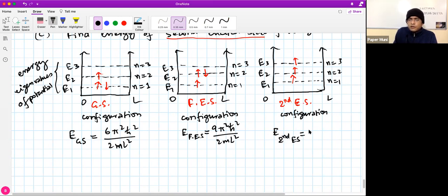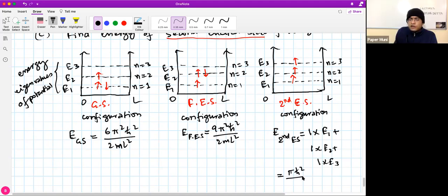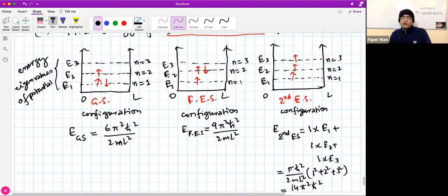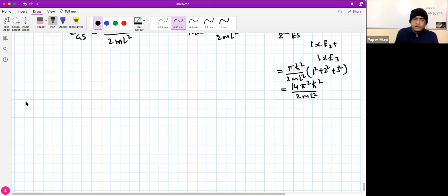So in this case, what can we do? We can just multiply 1 into E1 plus 1 into E2 plus 1 into E3. What we'll get is pi square h cut square, which is common for all these terms, times 1 square plus 2 square plus 3 square. So this gives us 14 pi square h cut square by 2 m L square. This is how you can go on and keep finding the next energy available for the system. Clear? I hope everything is clear now.